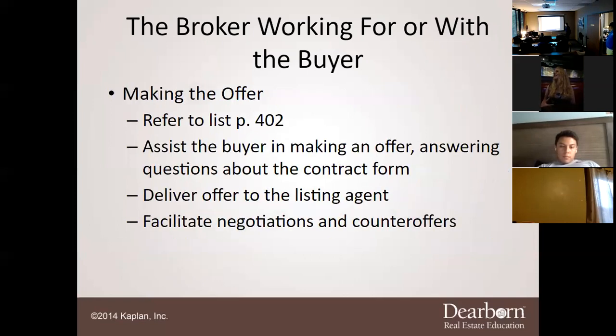And then after you have all that, you start making an offer. You assist the buyer in making an offer, answering any questions about the contract. You deliver the offer to the listing agent. It could be email, could be by hand, by mail even. And then facilitate negotiations and counter offers. So you'll be the one that's actually doing the negotiating and the counter offers. You're still going to be doing what your client tells you, but you'll be the one that's actually dealing with the other agent making the negotiations happen and any counter offers as well.